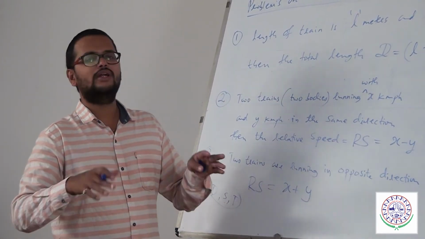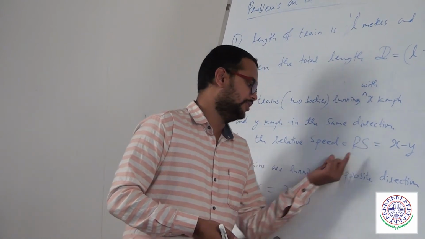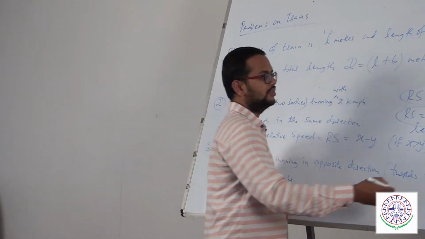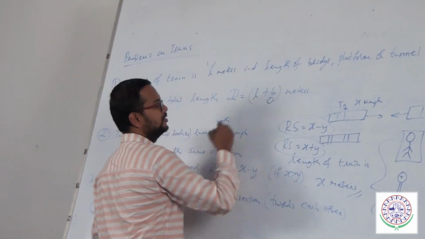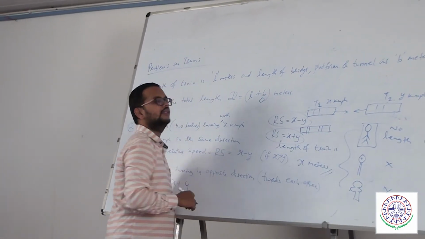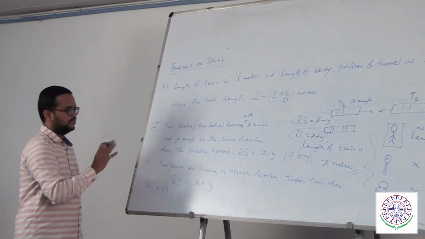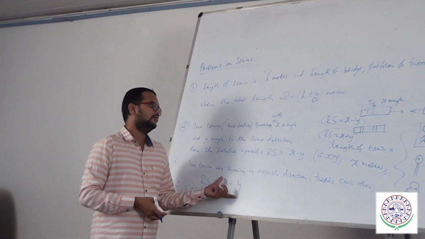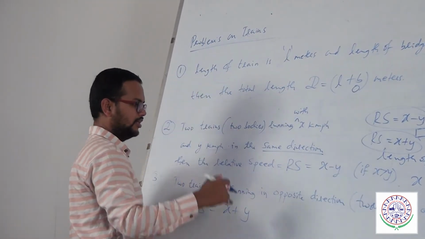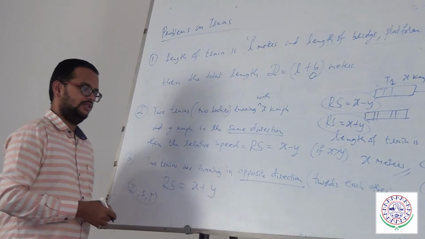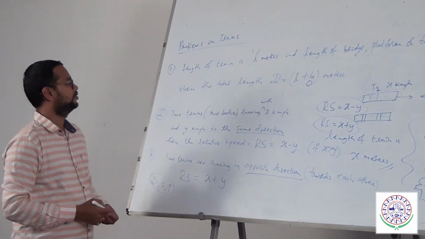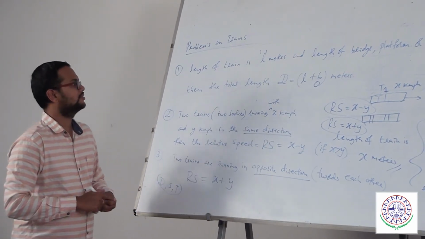But here we don't call it an average speed, we call it a relative speed, because two bodies are interacting. And keep it in mind, if it is a person standing, that speed becomes zero. If it is a signal pole, it will become zero. If it is a tree, that also will become zero. So these are the key points you need to remember when they are going in the same direction, or when they are coming towards each other, that is, in the opposite direction. These are the formulas required to solve problems on trains.